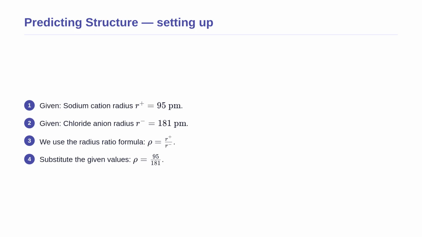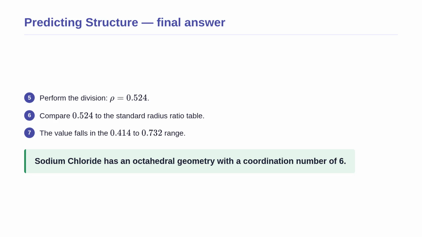Our approach is straightforward. We will use the radius ratio formula we just learned. We substitute 95 for the cation radius and 181 for the anion radius. Continuing with our calculation, we divide 95 by 181, which gives us a ratio of 0.524.